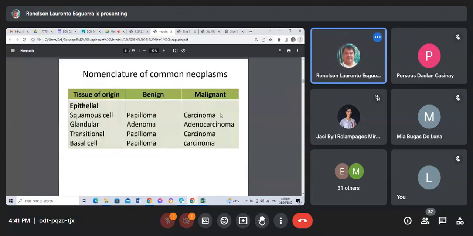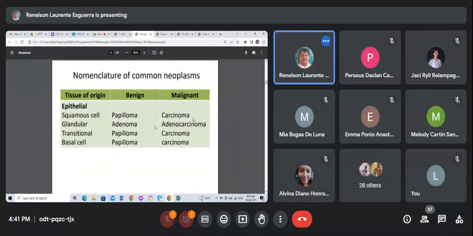For nomenclature, according to tissue of origin, for epithelial tissue the malignant forms usually end in carcinoma, while the benign forms end in oma. For squamous cells, the benign forms look like finger-like projections, and you have papilloma. Glandular is adenoma. Transitional epithelium, as well as basal cells, would look similar to that of the squamous cells, in the form of a papilloma. Of course, for the malignant counterparts, the name would be squamous cell carcinoma. Then glandular forms would be adenocarcinoma, then transitional cell carcinoma and basal cell carcinoma.